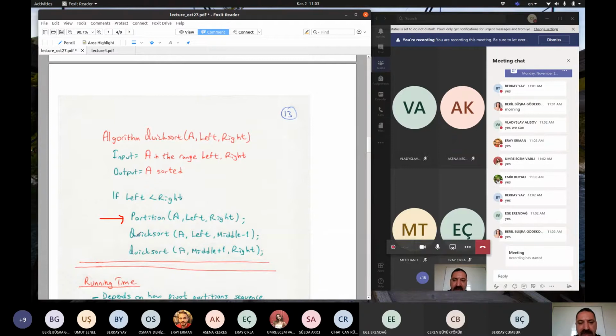We analyzed the running time of the quicksort algorithm. We did two types of analysis. One of them was the best case and one of them was the worst case. Let's quickly review those analyses.